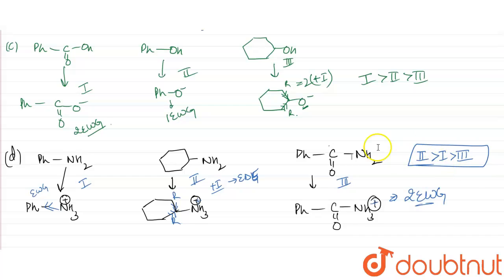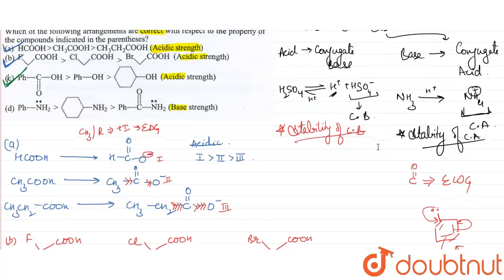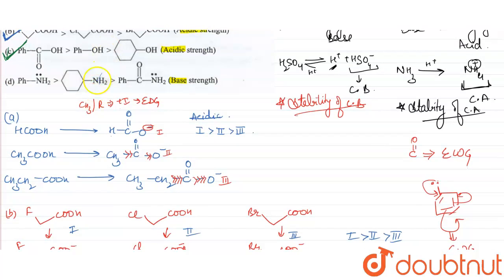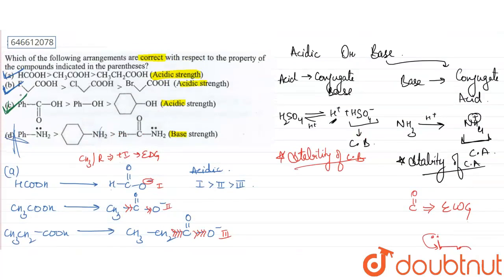Okay, now let's check our answer. They have put it wrong. They have put the second one after the first one, so this option is the wrong option, right? So what are our correct options? Our correct options are A, B, and C. So this was the solution, guys. I hope you understand it.